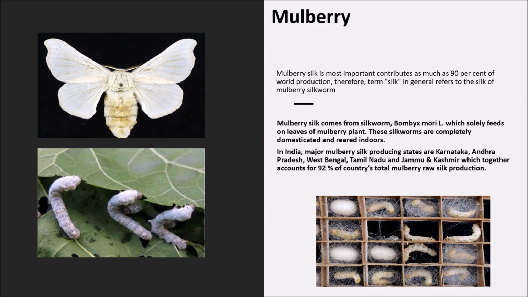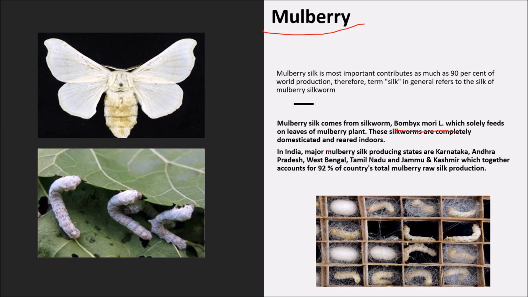Now let's talk about the four varieties or kinds of silk which are available. First is the mulberry silk. This is very important and contributes close to 90% of the world production. It is called mulberry silk because it feeds on the mulberry plant. Very simple thing to understand. The silkworm involved is Bombyx mori, which feeds on the mulberry plant, as I told you. This can be domesticated and reared completely indoors.